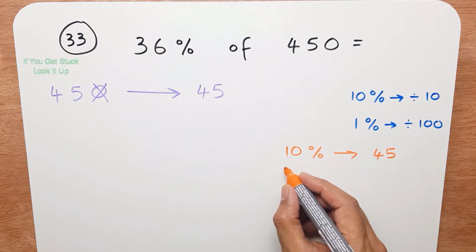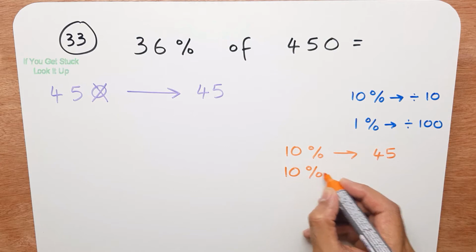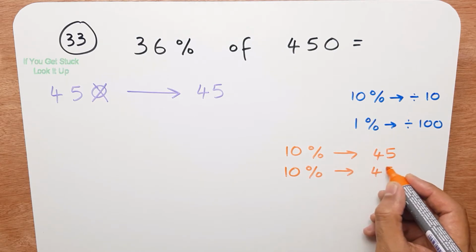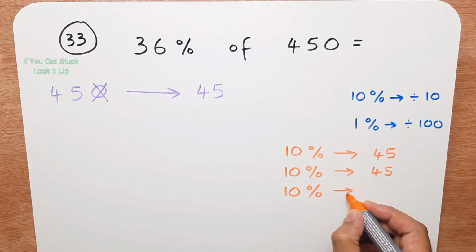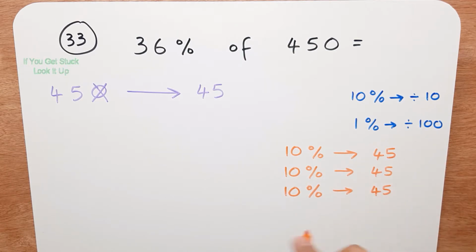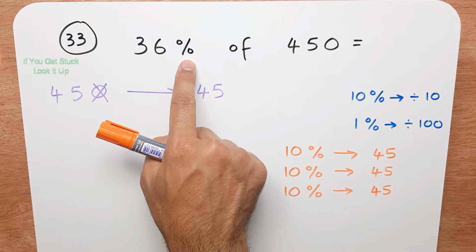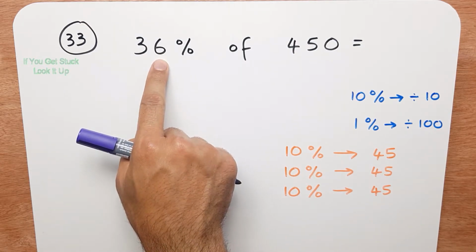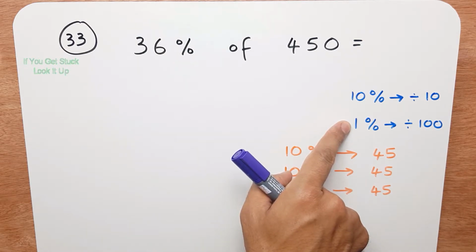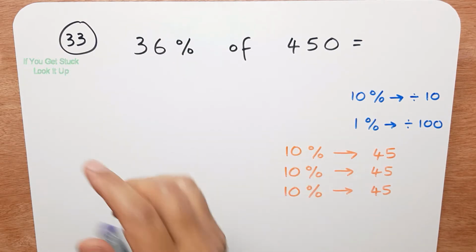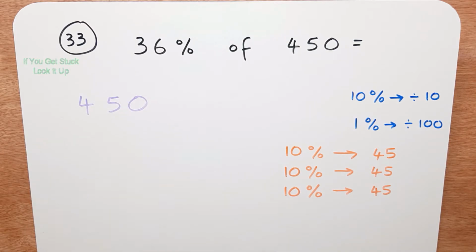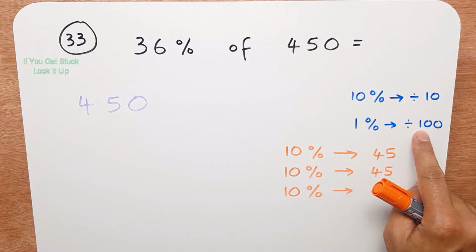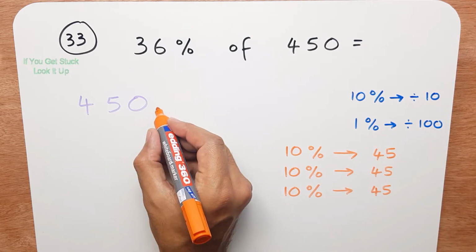So let's add another 10%. And another 10%. So now we have 10, 20, 30%, but we want 36%. So what we're going to do is work out 1% and then multiply it by 6. So how do we work out 1% of 450? We're going to divide the number by 100, and this is how I like to do it.